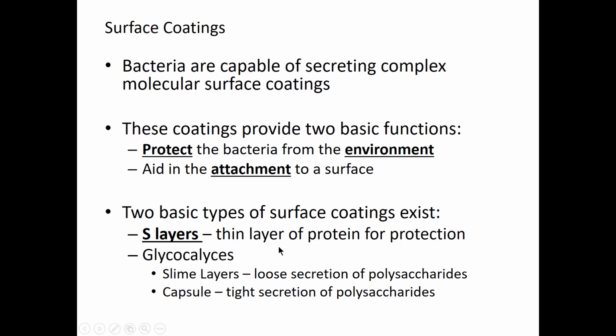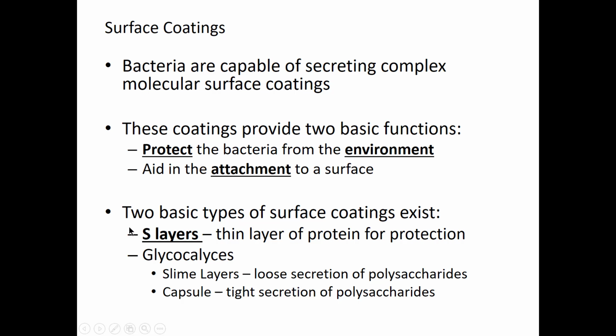The next thing is the surface coatings. So bacteria not only can attach through appendages, but they can also attach and even protect themselves with surface coatings. So surface coatings will, as it says here, protect the bacteria and aid in attachment. So this is now another way for attachment, but not via appendages, instead via surface coatings. So they provide attachment and protection.